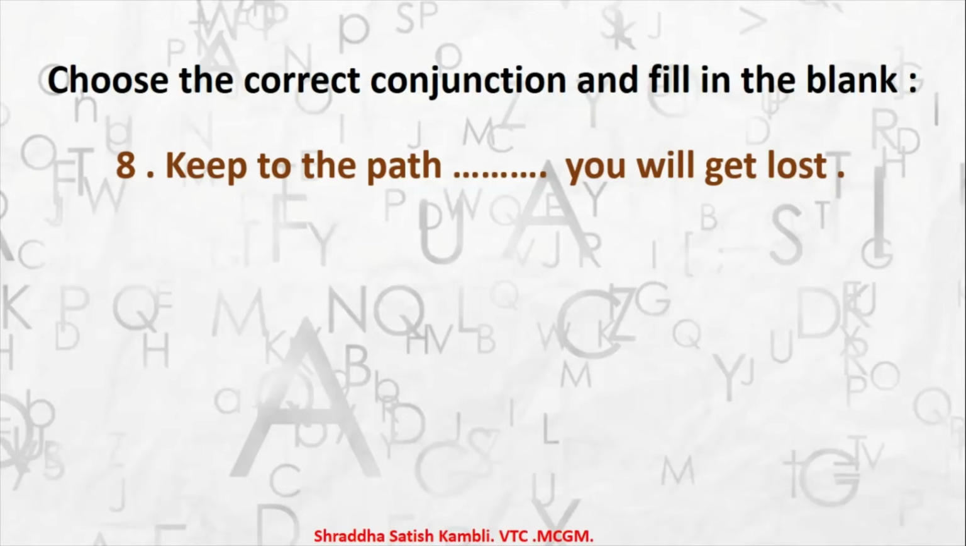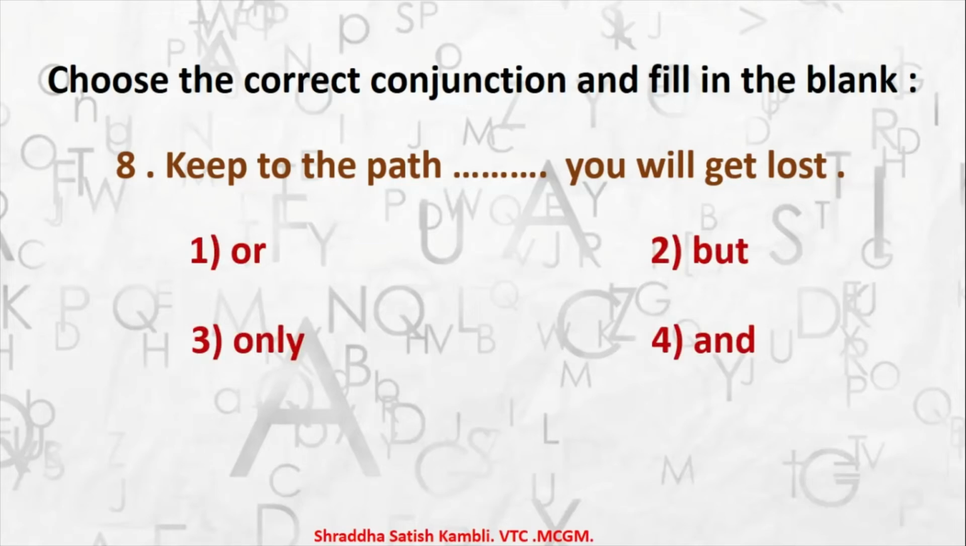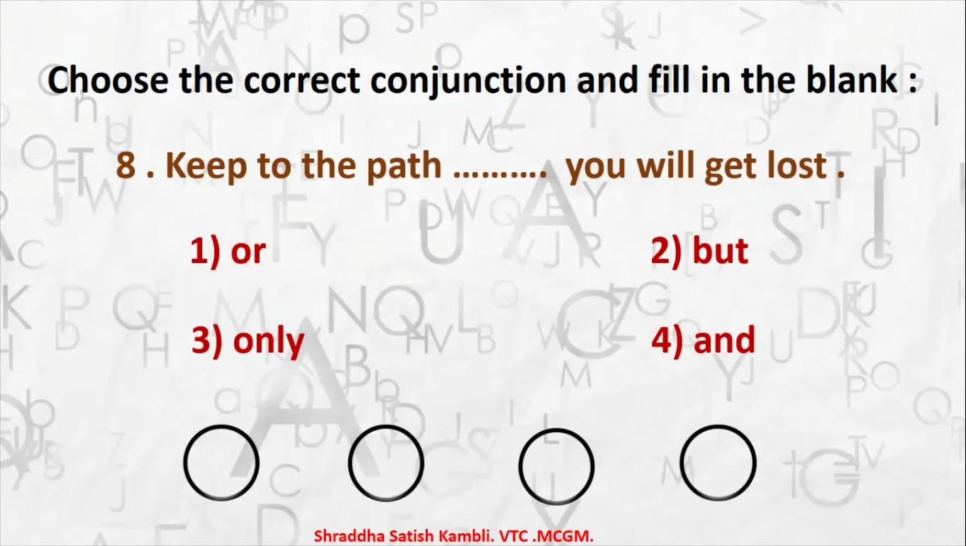Keep to the path, dash you will get lost. Here, will you use or, will you use but, will you use only, or will you use and? So here you will use option number 1, or. Keep to the path, or you will get lost. That is, you stay on the path, you stay on the right track, or you will get lost.